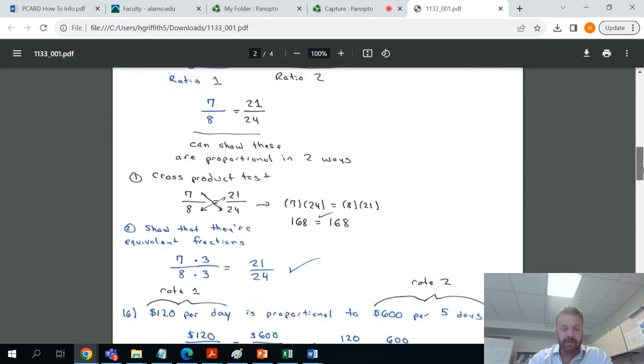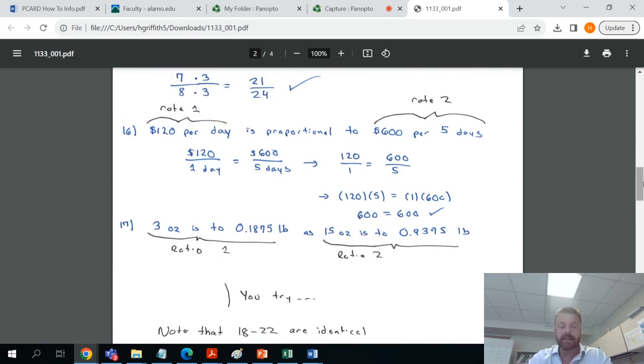So that was problem 15. Let's look at problem 16. Rather than having the proportion of two ratios, we'll have the proportion of two rates. We have the unit rate, $120 per day to rent something or buy something, whatever it may be, is proportional to $600 per 5 days. So we have two rates here. $120 per day. The question is, what goes in the denominator there? Per day means 1 day, right? It's an actual unit rate. So $120 over 1 day is proportional to, and we represent that with an equal sign, $600 per 5 days, which we write as $600 divided by 5 days.